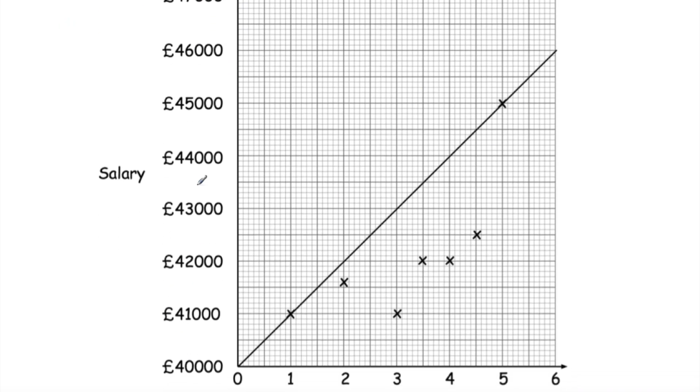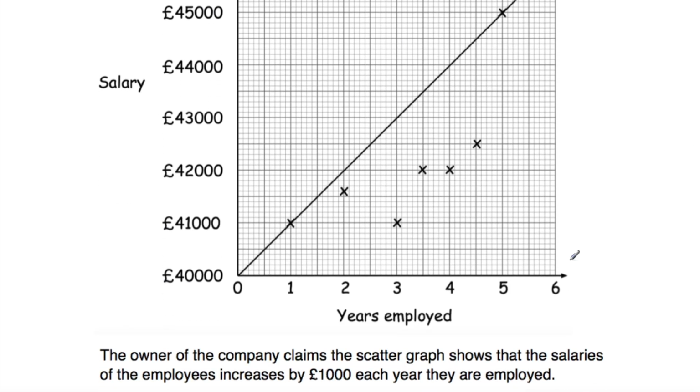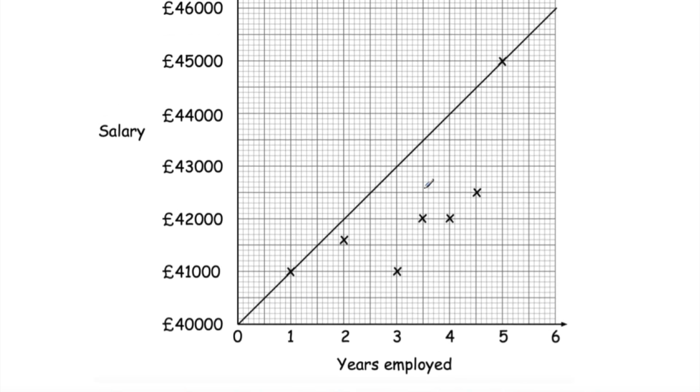Let's actually have a look, going up vertically. It's got the salary starting at 40,000 and going up to 47,000. And across horizontally, we've got the years employed going from 0 across to 6. And we've got 7 employees. Let's just check that. 1, 2, 3, 4, 5, 6, 7. And we've got a line of best fit.